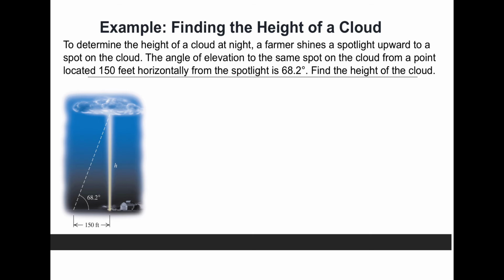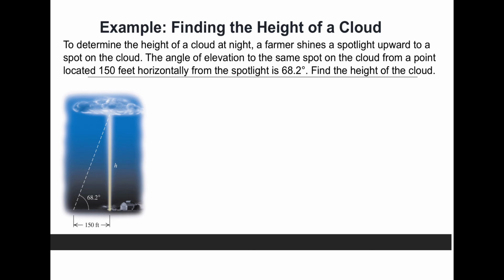So here's just an example here. We want to determine the height of a cloud at night. A farmer shines a spotlight upward to a spot on the cloud. The angle of elevation to the same spot on the cloud from a point located 150 feet horizontally from the spotlight is 68.2. And from this, we're going to try to figure out what the height of the cloud is.